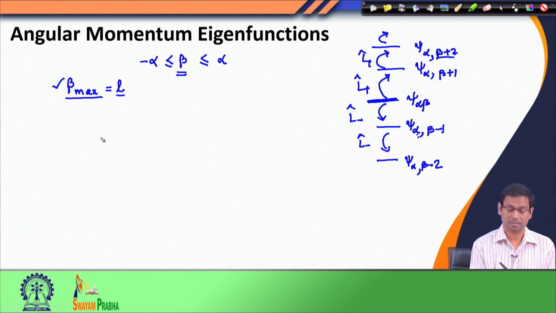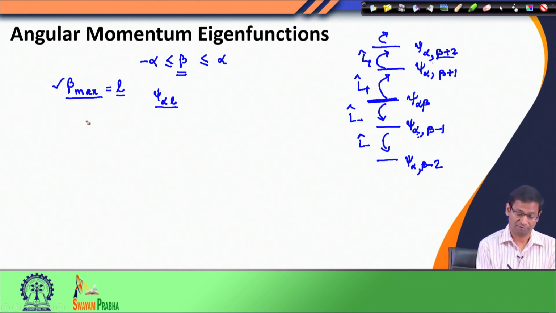So, when beta is beta max, I will write the wave function as psi alpha, and in place of beta max I am writing L. So, this is the maximum value of beta it can have. This is my eigenfunction, the uppermost eigenfunction. So, I have this psi alpha L, which is the uppermost eigenfunction.